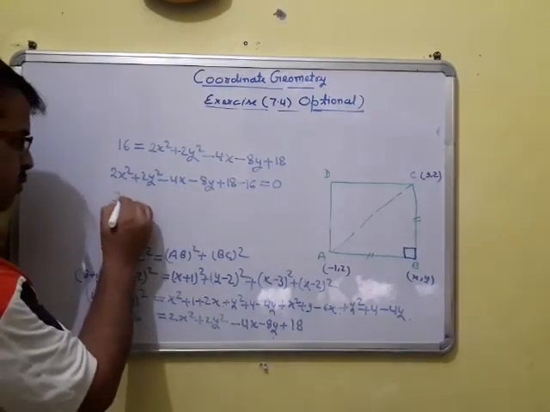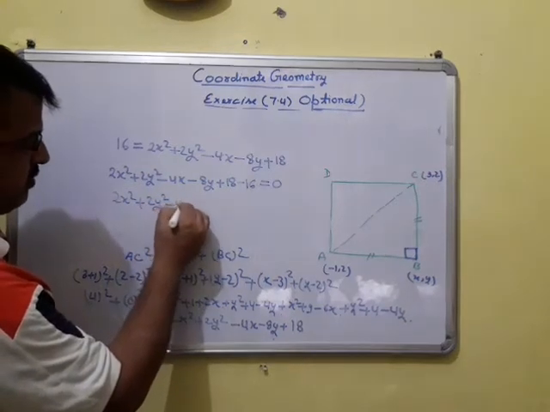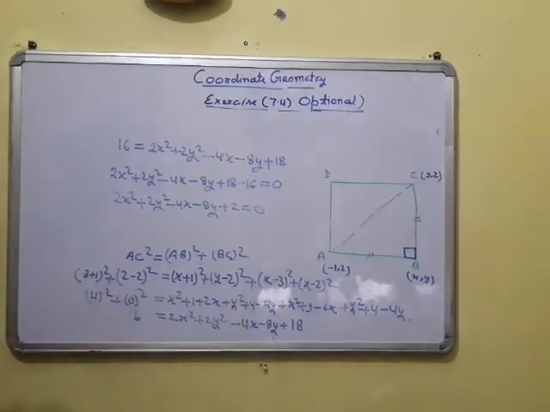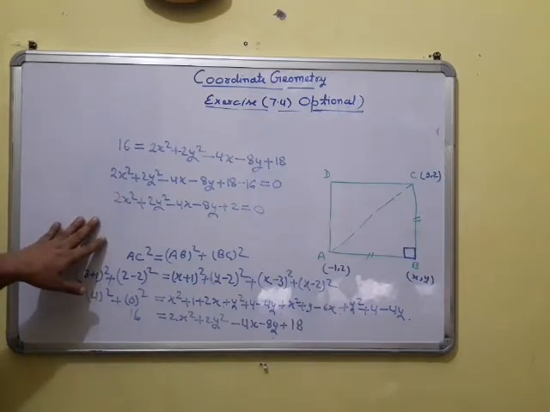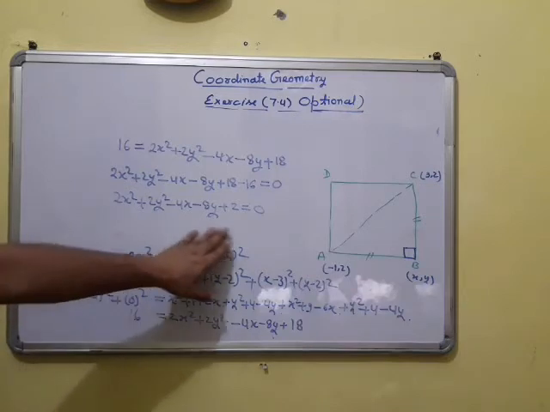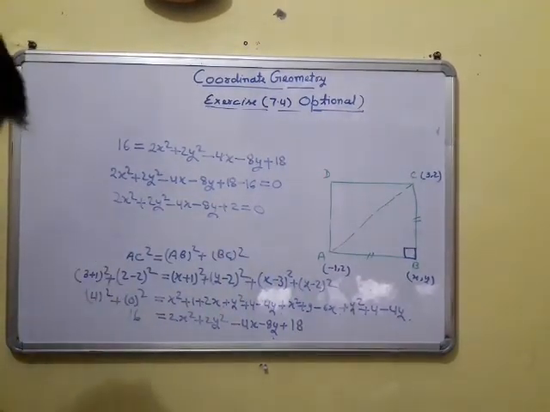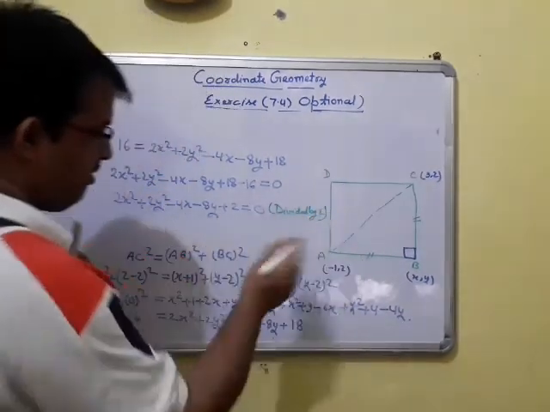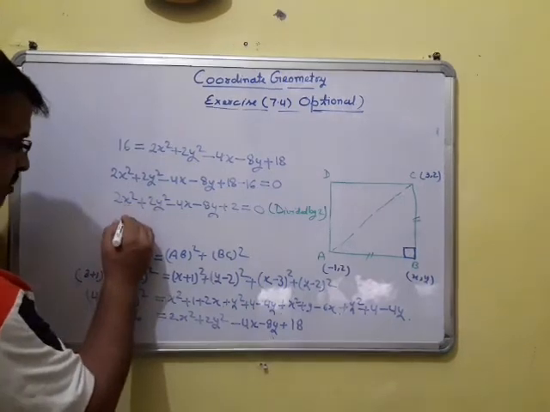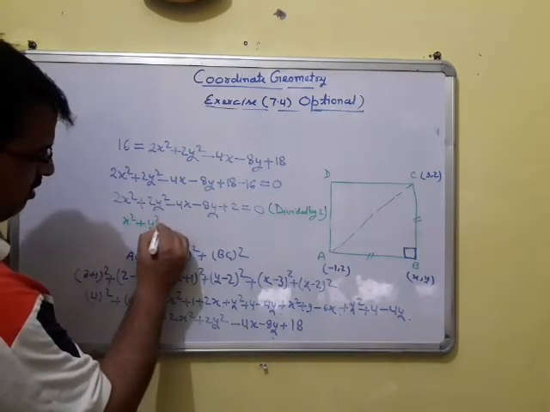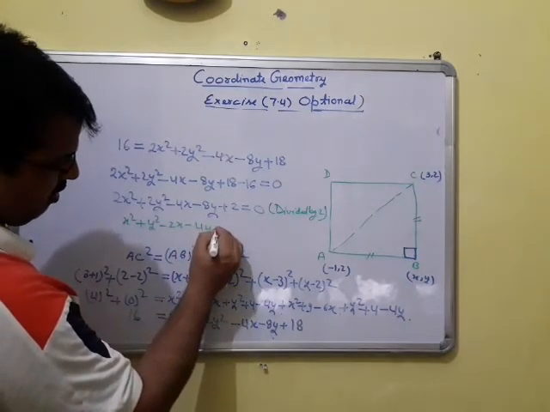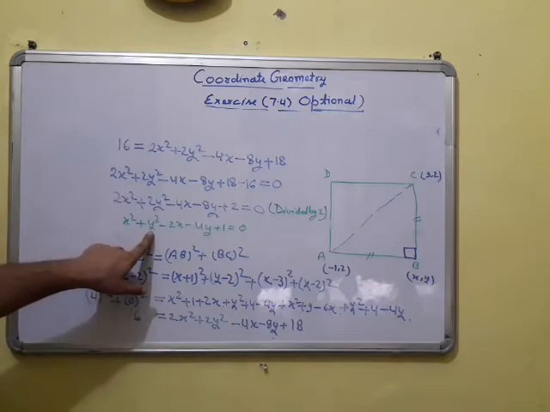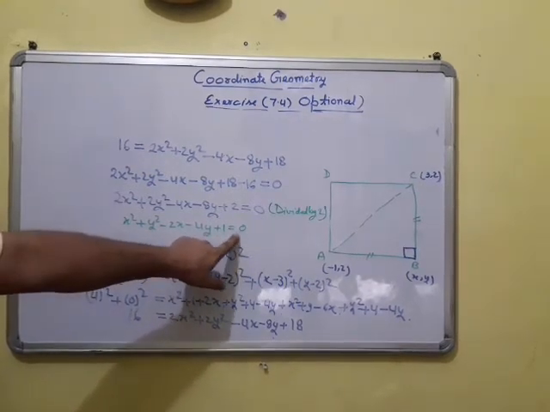So then what do we find here? 2x square plus 2y square minus 4x minus 8y, and here is plus 2 is equal to 0. Clear? Now the numbers are divided by 2. अगर इसे हम 2 से डिवाइड कर दें, जब हम डिवाइड करेंगे थोड़ा और इजी हो जाएगा. तो x square plus y square minus 2x minus 4y plus 1 is equal to 0.